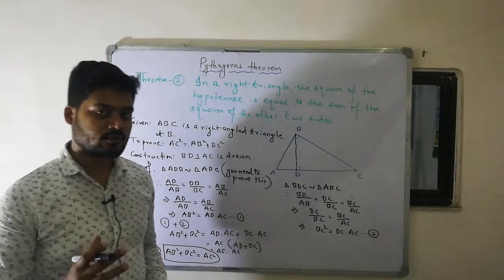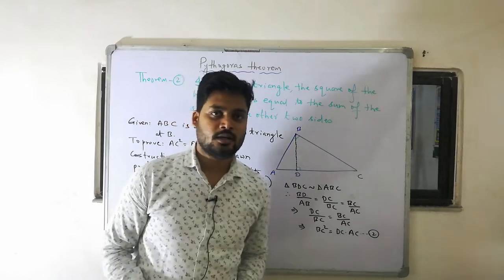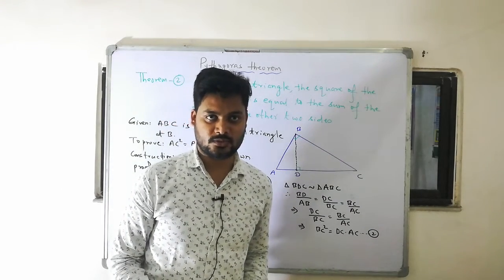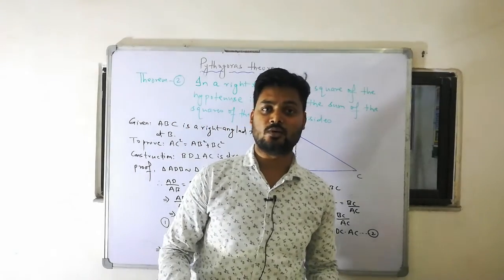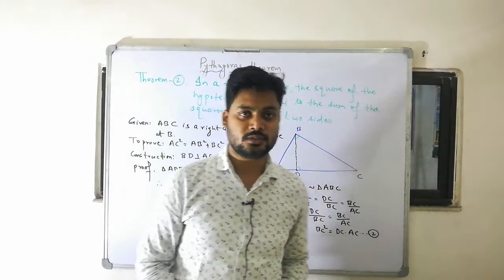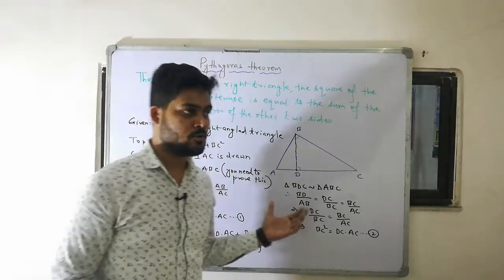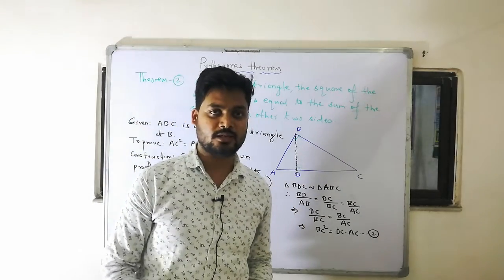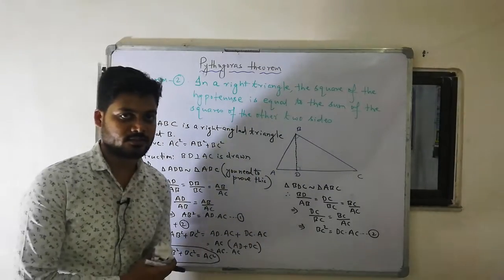We have done lots of application in your previous standard, right? But we have done only the application. We don't know the proof of Pythagoras theorem, that the square of the hypotenuse is equal to the square of the perpendicular plus square of the base. So here we are going to prove the Pythagoras theorem with the concept of similarity which we have discussed earlier. So let us prove Pythagoras theorem.